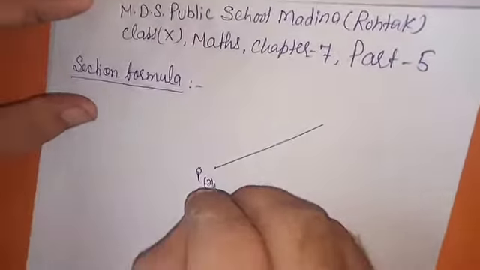So what's the value of x? If R divides internally, x is equal to (m1 x2 + m2 x1) divided by (m1 + m2). Understood? And y is equal to (m1 y2 + m2 y1) divided by (m1 + m2). Both coordinates are given, the m1 value and m2 value are given, so easily you can find it.